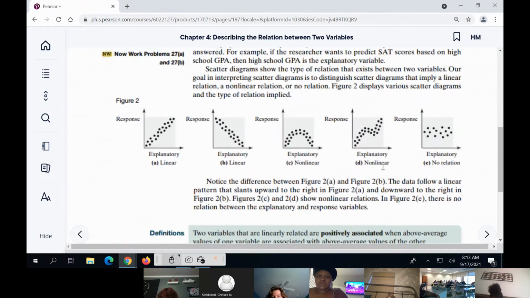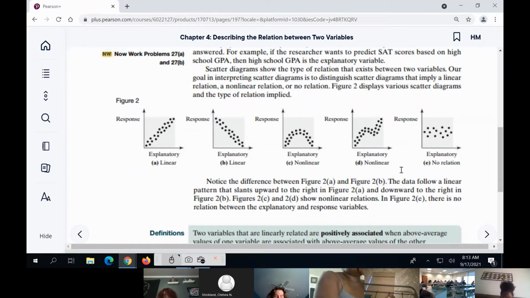Make sure you know these types. You've got a linear one, which is a strong correlation, on the left. The second one is a strong negative correlation. You don't have to learn nonlinear, because I'm not going to give you any of those on the test. And then the third one is a horizontal line, which means what? No relation.